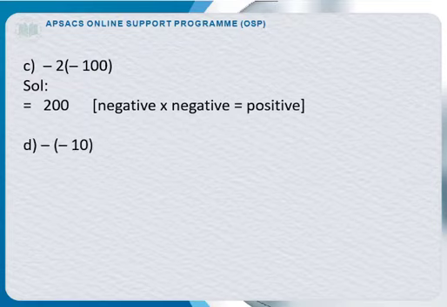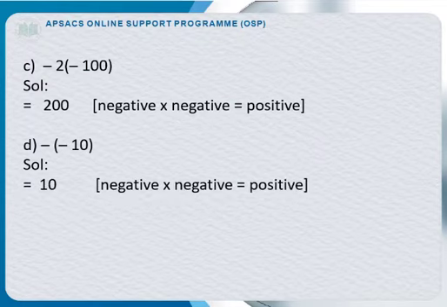Now here comes part D. Minus into -10. First, you will write the heading of solution. Again, we have two negative numbers. Whenever we multiply two negative numbers, it will give a positive answer. So, minus minus plus and 10 as it is.